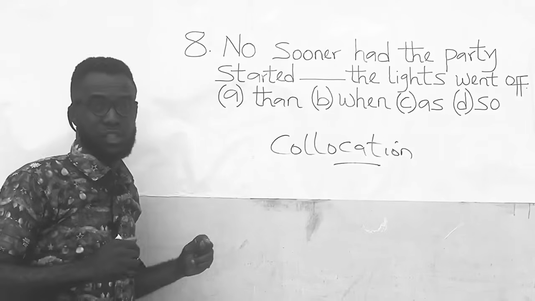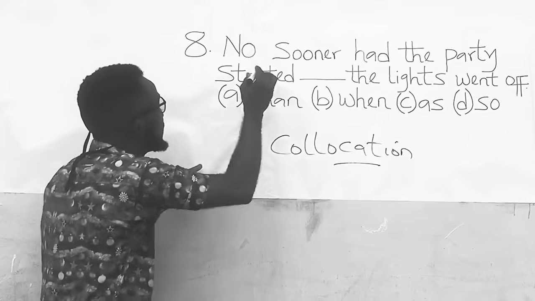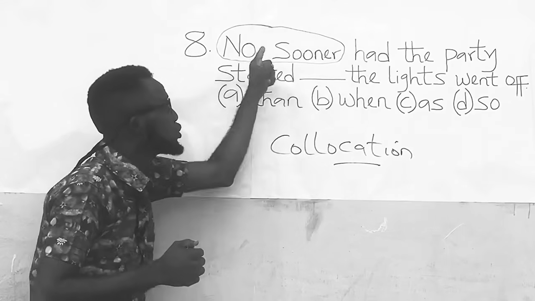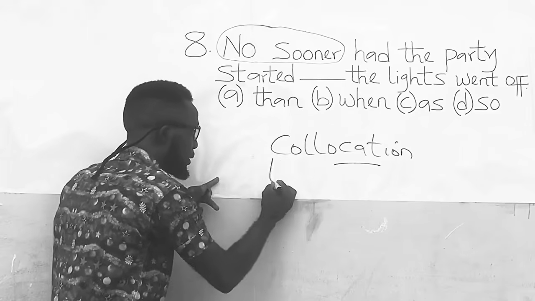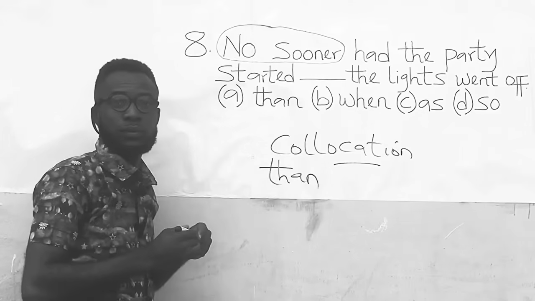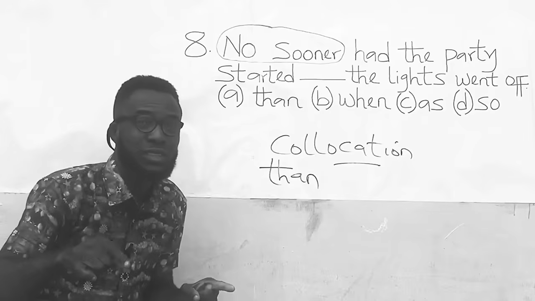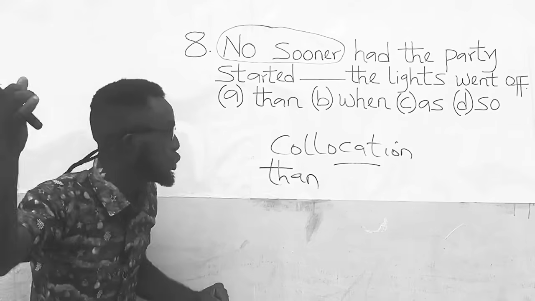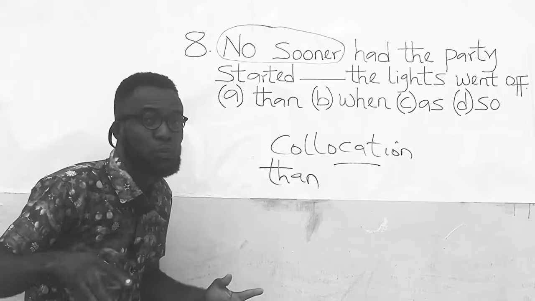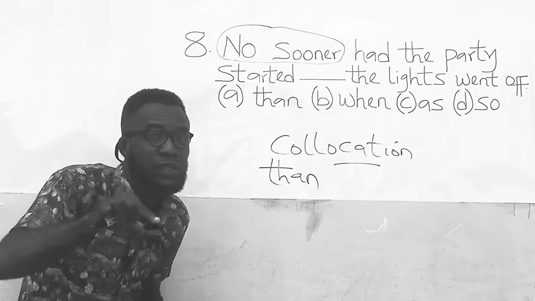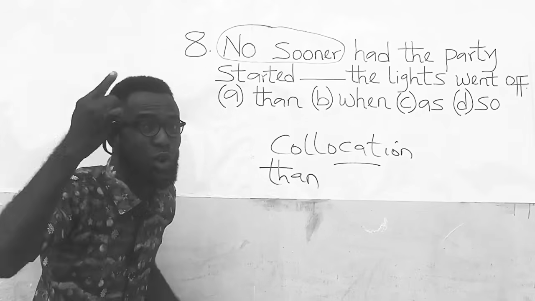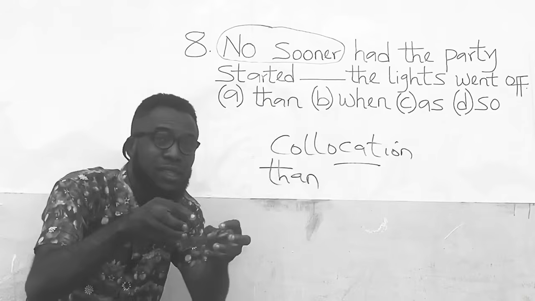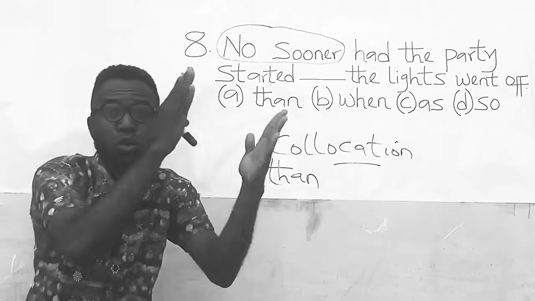If you look at this question, you will find out that it contains the phrase no sooner. The phrase no sooner collocates with than. This means that if a question contains or carries the phrase no sooner, the gap in the question should be filled with than. Also, if a question contains or carries the word than, then the gap in the question should be filled with the phrase no sooner. The reason is that they collocate with each other. No sooner than.